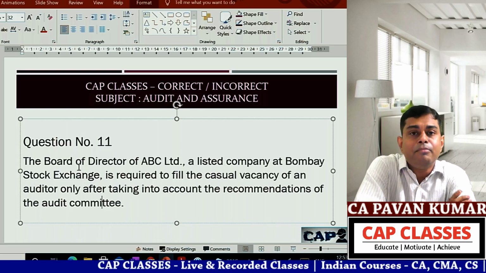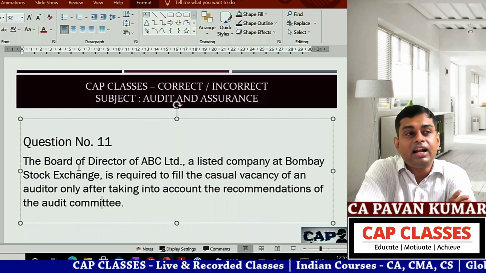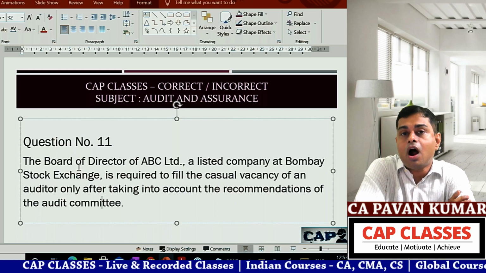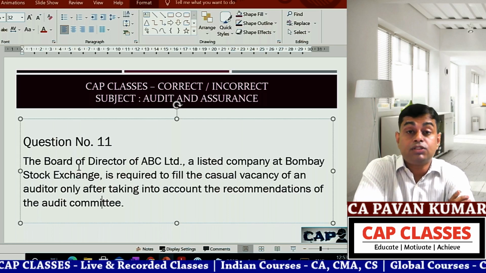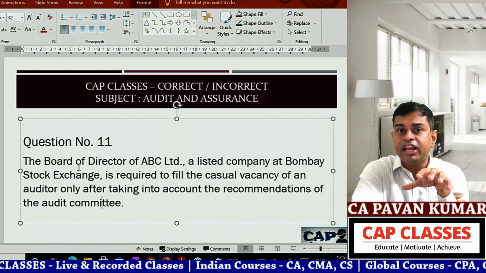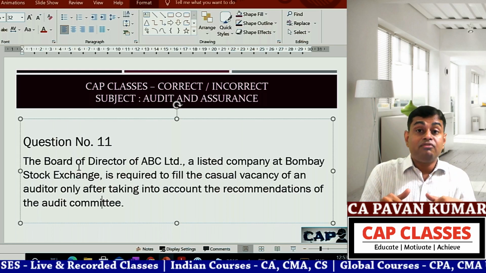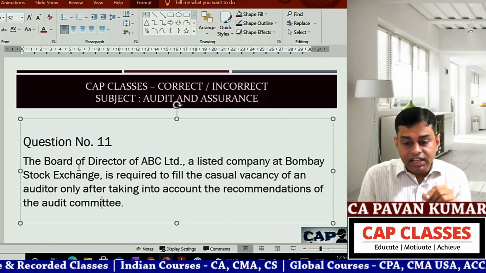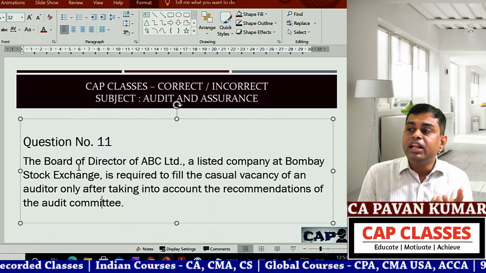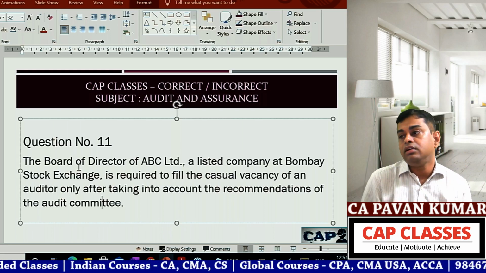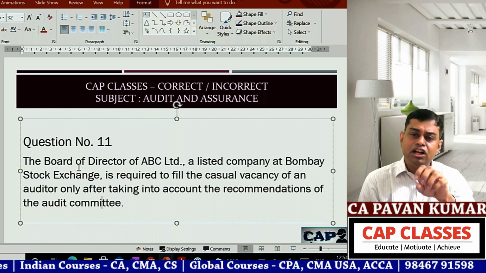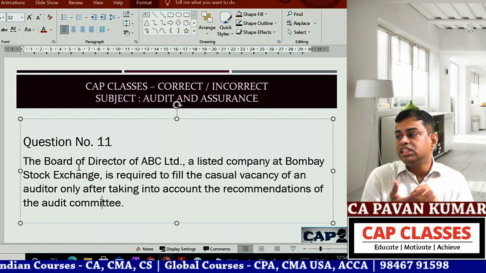He is appointed by members. But unfortunately, Mr. A died in an accident. Oh my God. Now the board of directors need to fill the casual vacancy. Now the board of directors contended that to fill the casual vacancy, recommendations of the audit committee need not be considered. Comment. Now you have to tell, dear ICAI, how many twists you put into this question.